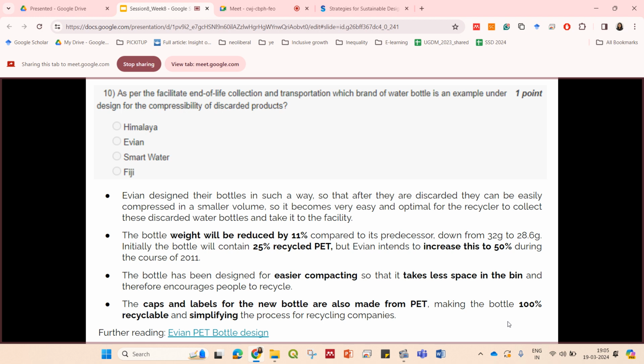So these are various design decisions that the company made in production of the bottle for their bottled water, which made the decomposition and recycling of the bottle easier. So this is again another example of how you can design your products to encourage recycling and sustainability. So I hope this is clear. I have added another link. If you want further information about the Evian PET bottle design, you can go ahead and click onto this link and read further.